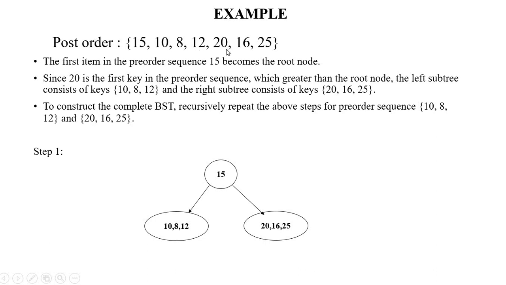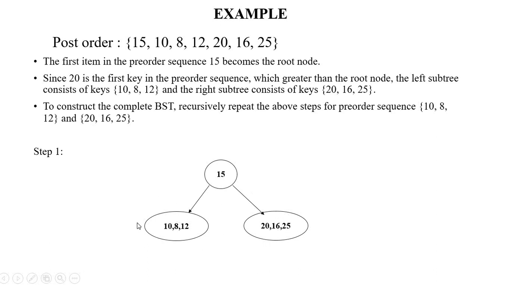Now look at the pre-order sequence. Here 15 will be our root, since 15 is the first element. Now we have to identify the smaller elements. What are the smaller elements? 10, 8 and 12 are the smaller elements. So these 10, 8 and 12 have to be placed on the left side, and 20, 16 and 25 have to be placed on the right side.